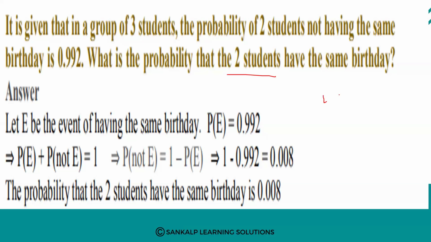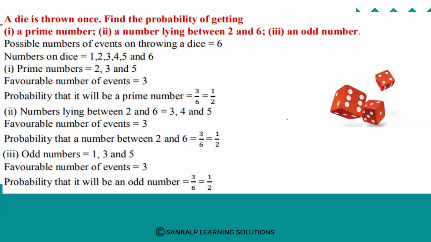P of E plus P of not E is equal to 1. P of E means having same birthday. P of not E, that I will take as P of E bar, that is 1 minus P of E. 1 minus P of E is 1 minus 0.992. So 1 minus 0.992 is 0.008. Therefore, the probability that the two students have same birthday is 0.008.